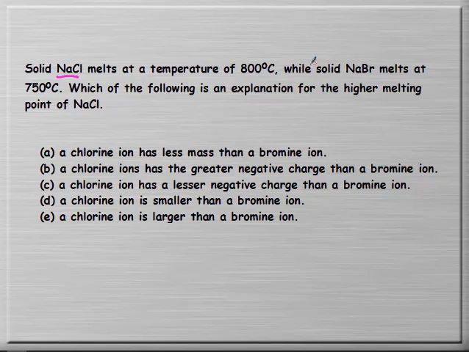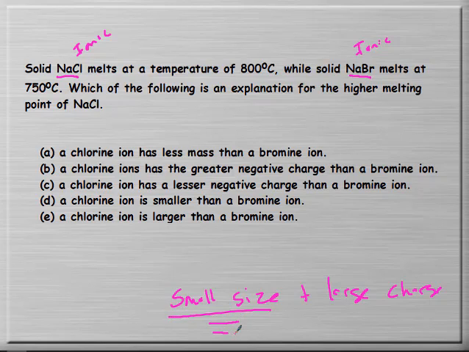So first off, sodium chloride and sodium bromide are both ionic. And so it says, why is sodium chloride melting at a higher temperature? Well, they have the same charge, and I want small size and large charge. Since the charges are the same, I'm looking for whoever has the smaller size. Well, they both have sodium, and chlorine is smaller than bromine, so the answer is D.